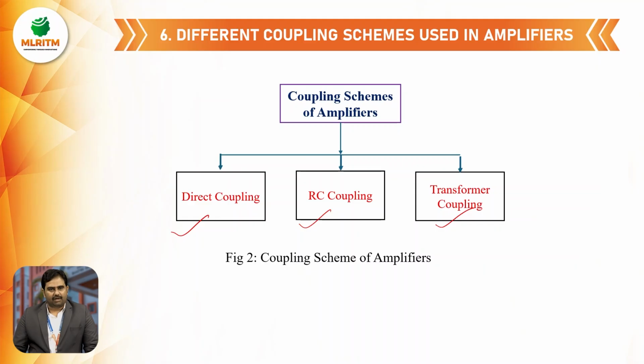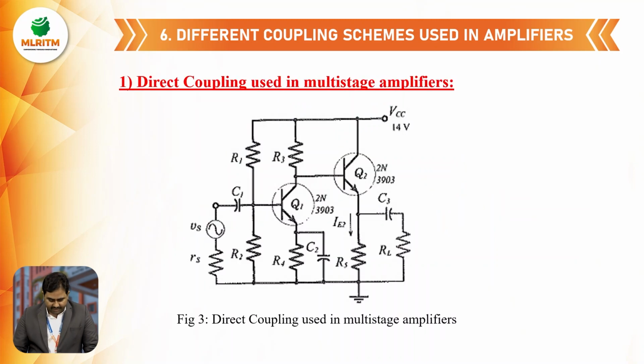Again, here if we want to connect two amplifiers, we have to use connecting components such as a transformer between the two amplifiers, and we also collect the output across a transformer. So we'll see one by one. The first one is the direct coupling.